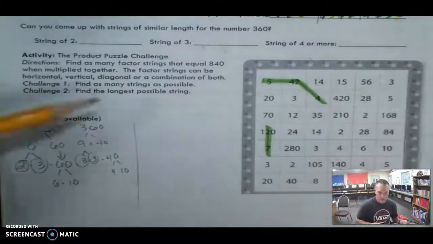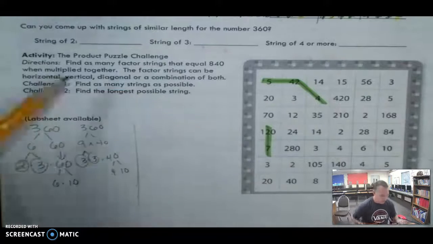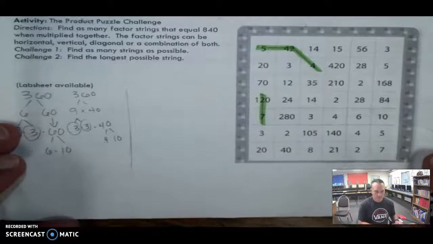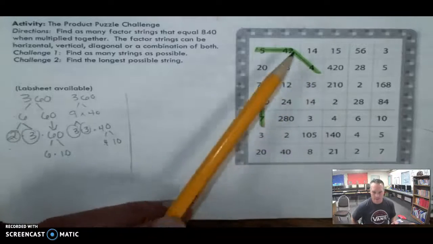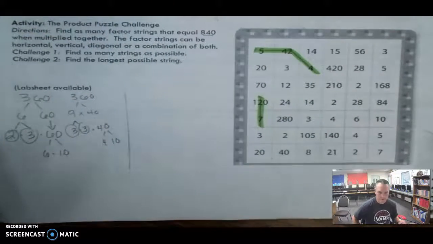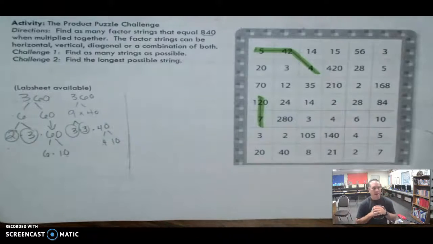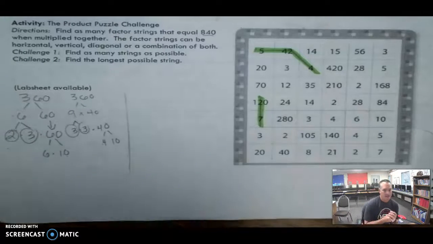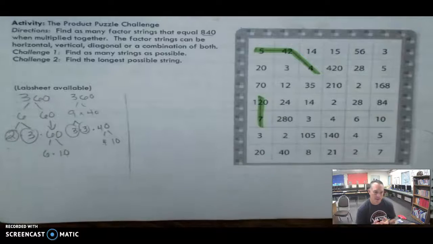Okay, so hopefully you have that all filled out. Now, this is a little bit different. This is a product puzzle, okay? And what they've done is they have hidden in here factors for the number 840. So you're going to have to make 840. I would think about 840 as like by 2's, right? Or by 10, so it'd be 84 times 10. That makes it easier for me to work out.